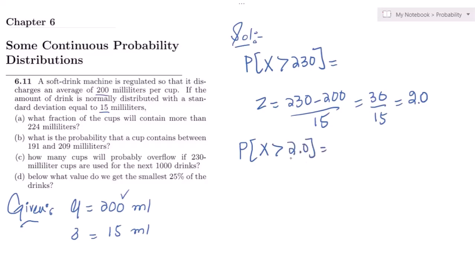And as we know, the z distribution table is constructed in terms of the probability that z is less than 2.0. This is for the lesser value. So therefore, in order to find this value, we have to first find this one and then subtract it from 1. Okay, so let me find it out. It would be z is less than or equal to 2.0, because this is a continuous distribution, so we can use both of them.